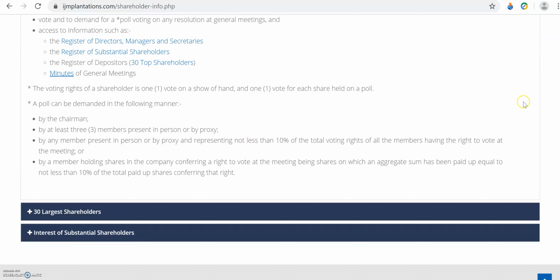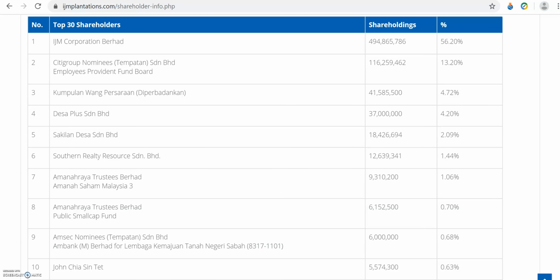And who are the 30 largest shareholders? These are the 30 largest shareholders. IGM Corporation Berhad. So we know this is IGM Plantation. Part of the shares are held by IGM Plantation, which is 56.20%. So when they have more than the rest, they are actually in control. This is what we call control rights by the shareholders. We have Citigroup nominees, Kumpulan Wang Persaraan, Desa Plus, Sakilan Desa, Southern Realty Resources. I believe these are subsidiaries.